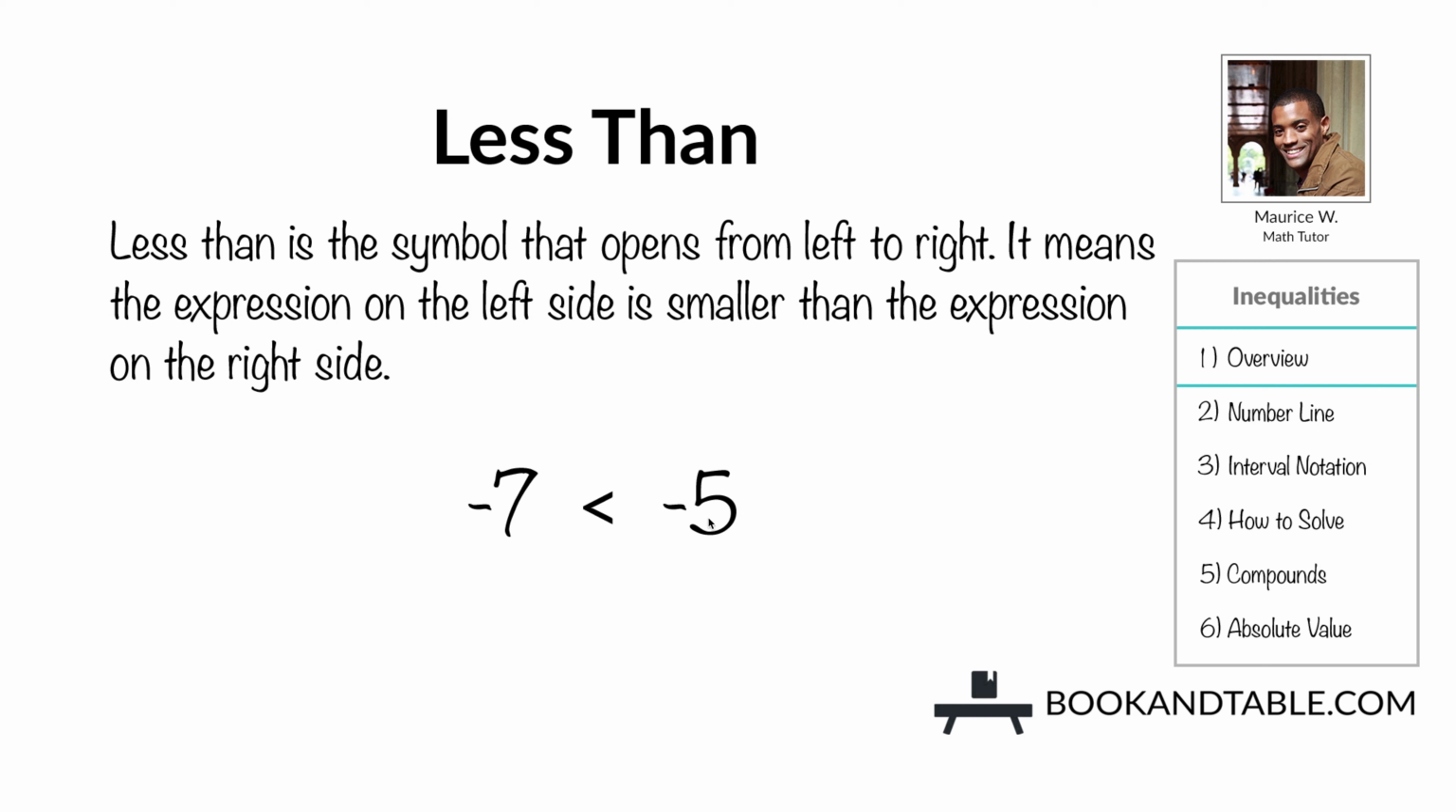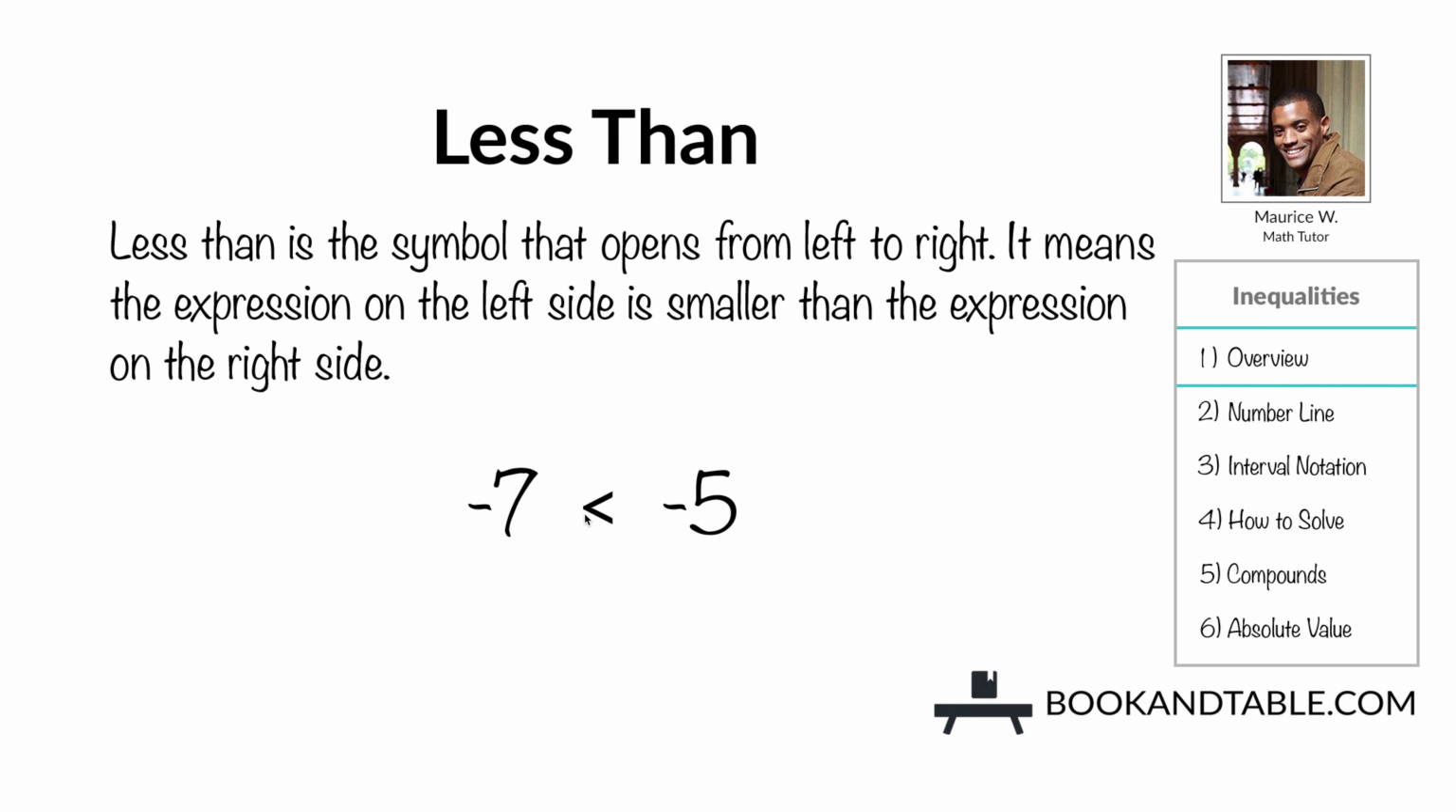We can also have negative values in an inequality. Negative 7 is smaller than negative 5. So again, as you see, the larger value goes on the side that is open, and the smaller value goes on the side that is closed.